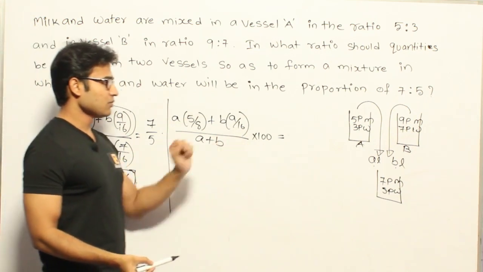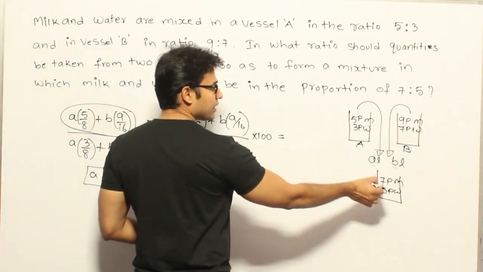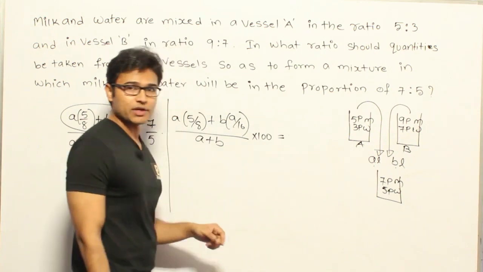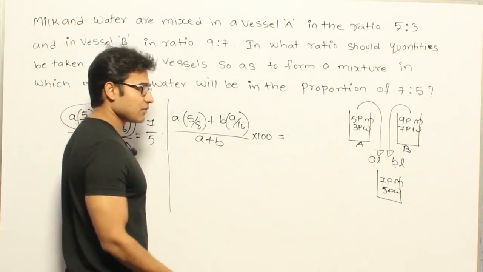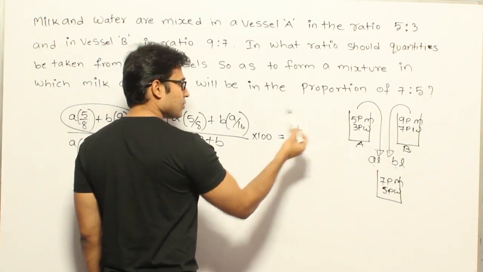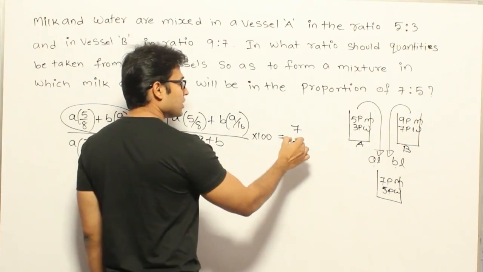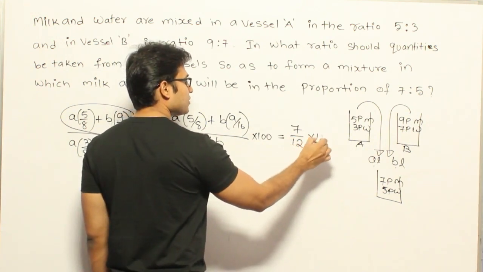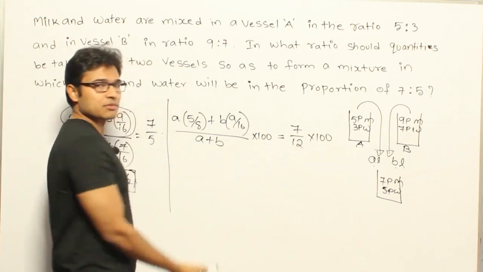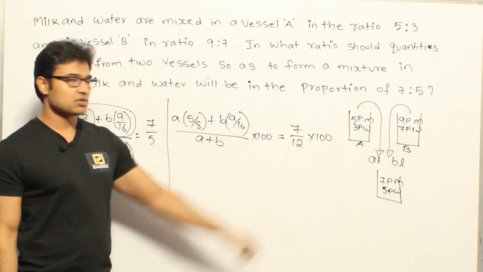This should be equal to, they have already given the ratio of milk to water as 7:5. So convert into percentages. So how to convert the ratio into percentages? 7 parts is milk and the total is 12 parts, into 100. This one we are going to see in ratios and proportions, right? So, converting ratios to percentages.